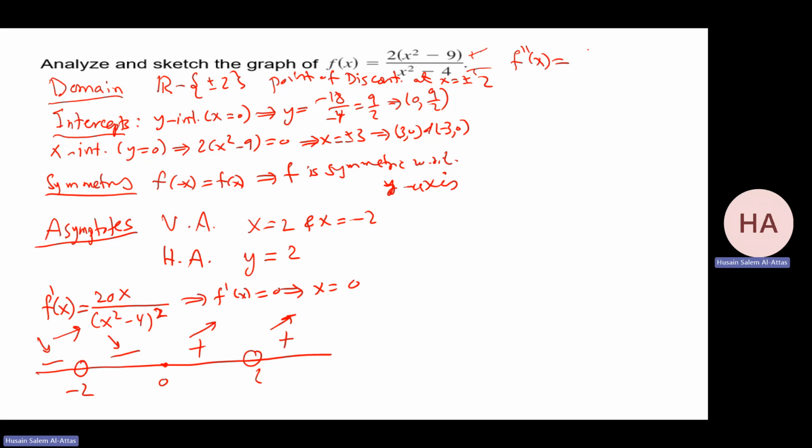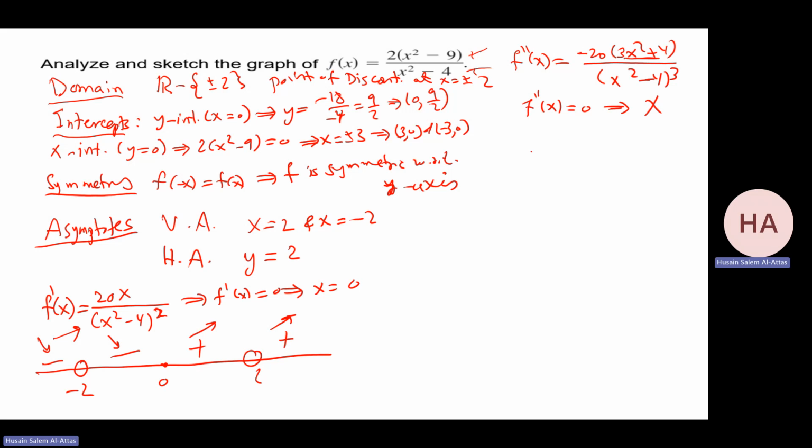Should have taken time to do this. This will be the result: minus 20, 3x squared plus 4 over x squared minus 4 cubed. Setting f double prime equal to 0, I'm getting nothing, because this cannot be 0.